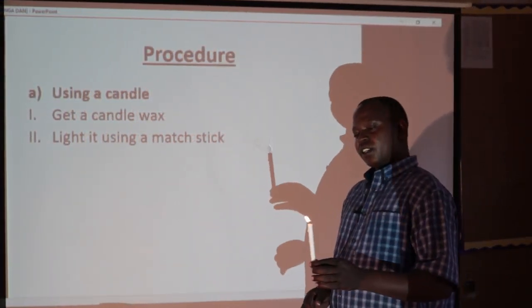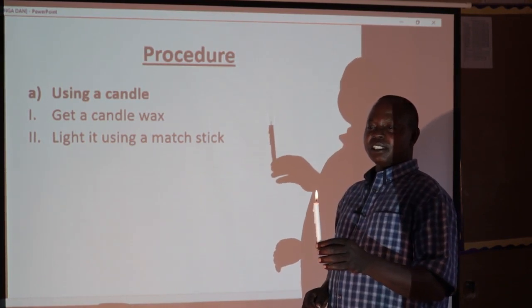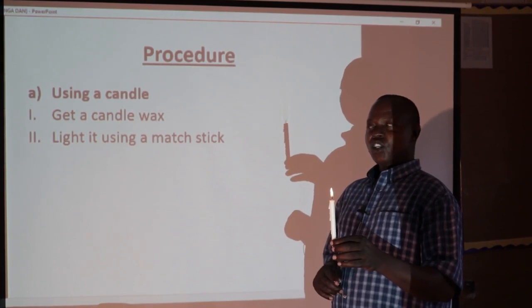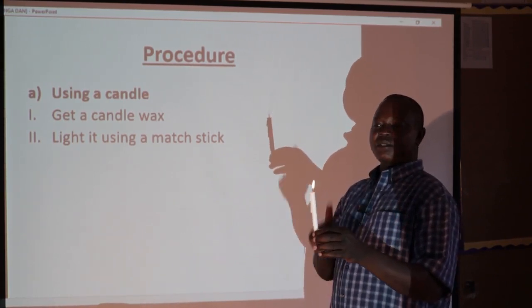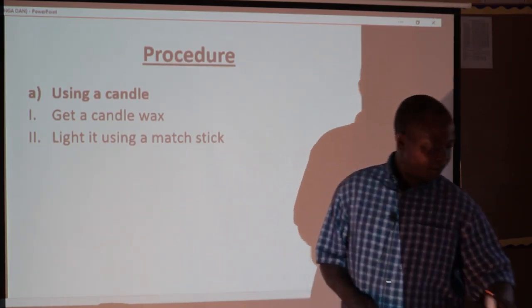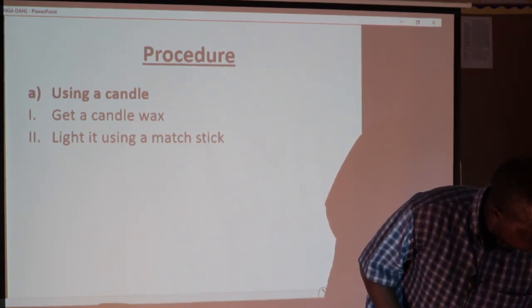After lighting your wax candle, you will be able to observe that even if you view from the west, north, south, or east, you will be able to see that light is clearly seen. That one tells you that light travels in a straight line, light travels in all directions from the source.